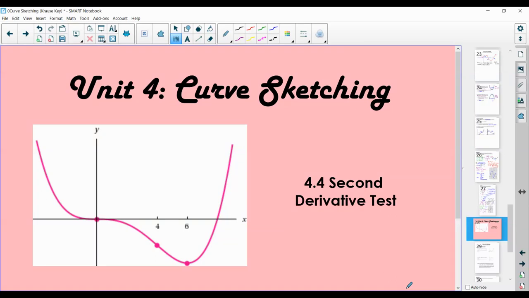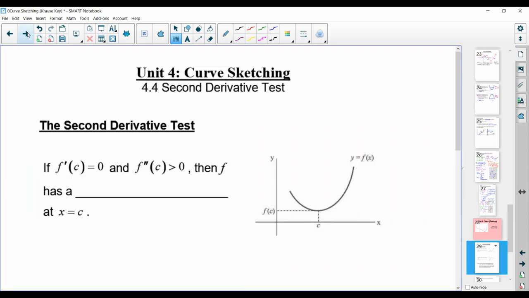Welcome back, guys. Today we're going to be looking at the second derivative test, which in many ways is going to be a continuation of what we looked at in our last lesson, where we were looking at concavity. Before we get into what the actual second derivative test is, let's look at what we know already. We have a graph here, and it's opening upward. Based on our last lesson, we know that this is concave up. If it's concave up, then the second derivative has to be greater than 0, or positive. And at our point here, this would be our critical point.